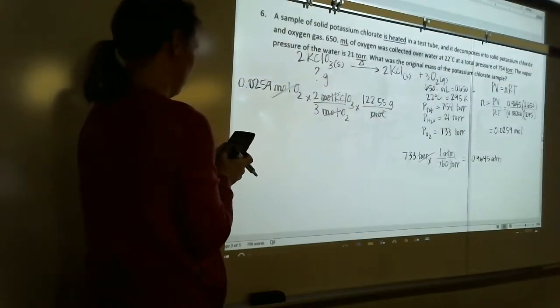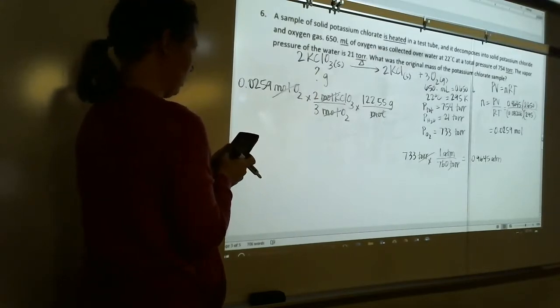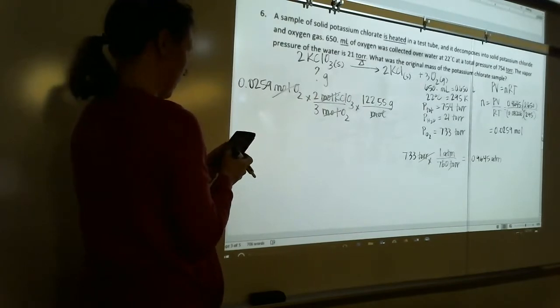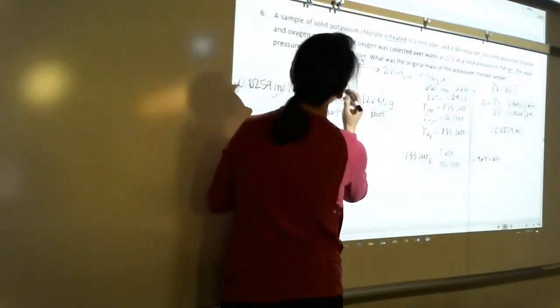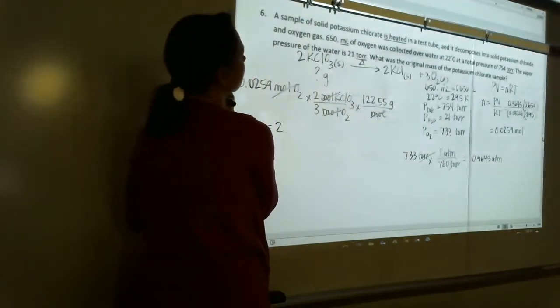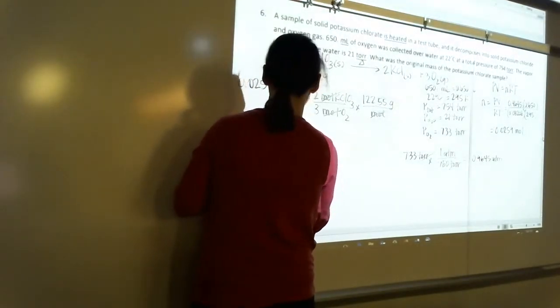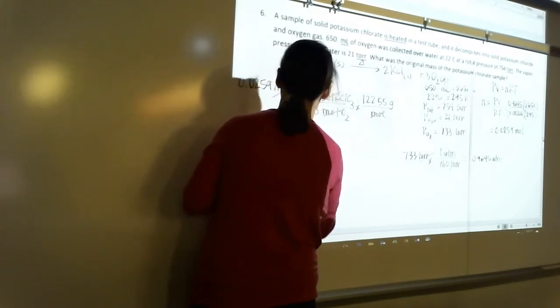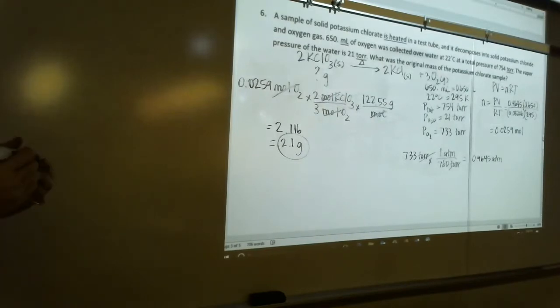So 0.0259 times 2 times 122.55 divided by 3. Original mass rounded to, how many sig figs am I keeping? What's my least number? 2, right. So my calculator spits out 2.116, which I round to 2.1 grams. Do we agree? So this is first a gas laws problem, then it's a stoichiometry problem second.